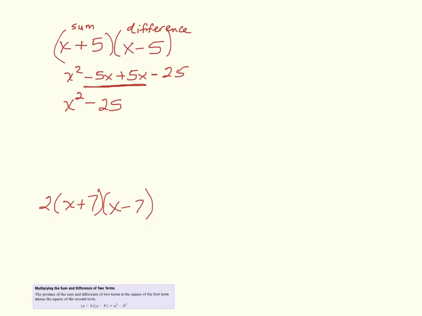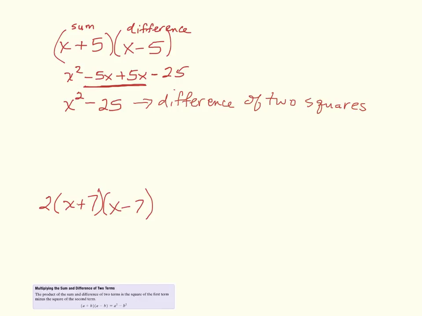Always, always, always, when you multiply the sum times the difference of the same terms, you end up with the square of the first minus the square of the second. And this is called the difference of two squares. Because it's the difference, meaning it's subtraction, and the squares means you have an x squared term and a number that's squared.